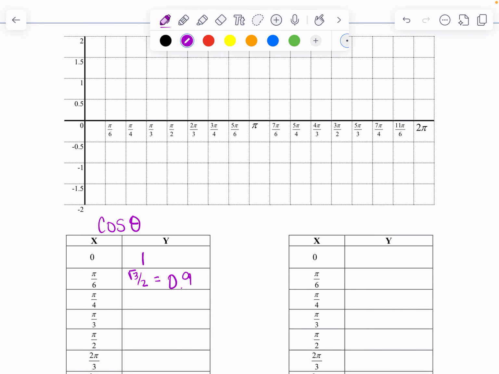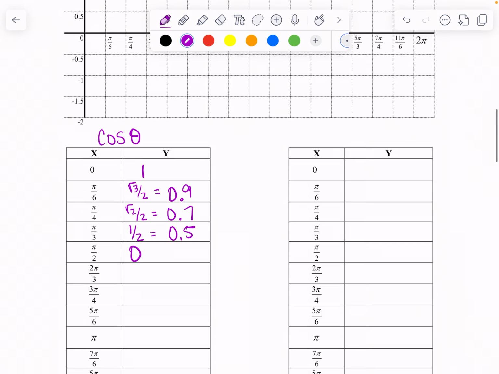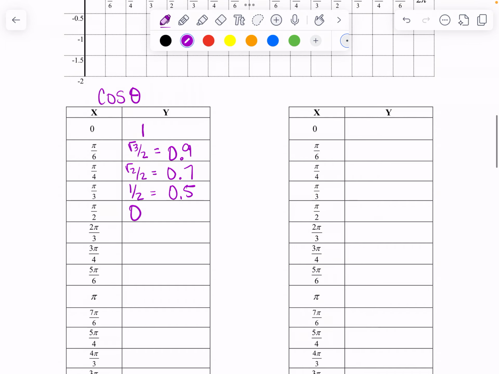So 0.9. Pi over 4, root 2 over 2. So 0.7. Pi over 3 is a half, 0.5. Pi over 2 is 0. 2 pi over 3 is negative 1/2, so negative 0.5. 3 pi over 4 is negative root 2 over 2, so negative 0.7. 5 pi over 6, negative root 3 over 2, so negative 0.9.